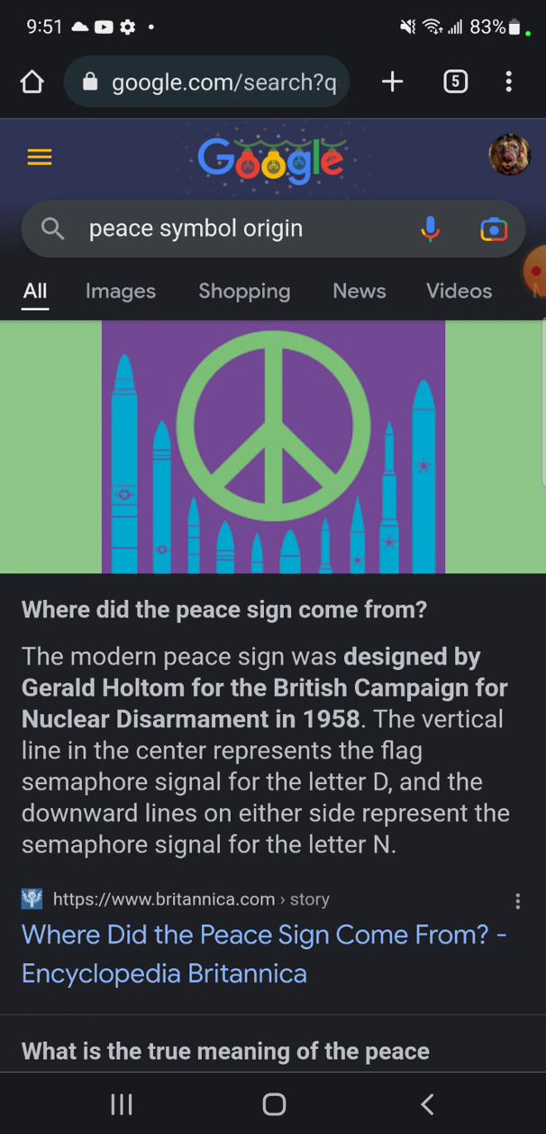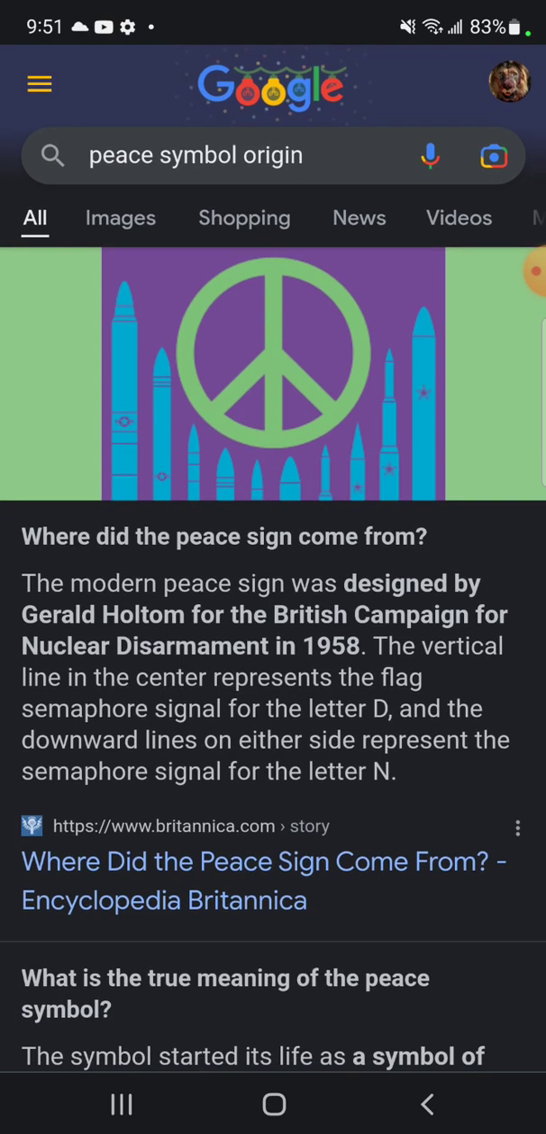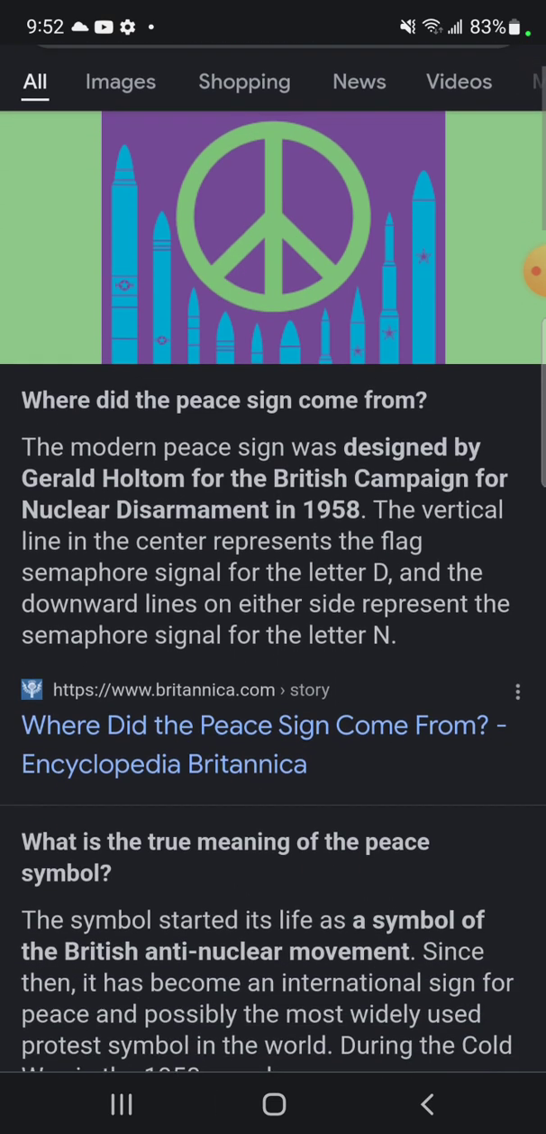And it says, where did the peace sign come from? It says the modern peace sign was designed by Gerald Holtom for the British Campaign for Nuclear Disarmament in 1958. The vertical line in the center represents the flag semaphore signal for the letter D, and the downward lines on either side represent the semaphore signal for the letter N, which would be nuclear disarmament, I guess.